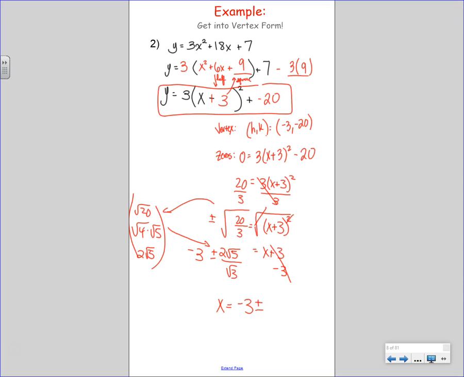And what do we do when we have radicals in the denominator? Do you remember? Rationalize, multiply root 3 over root 3. So we end up with 2 root 15 over 3.